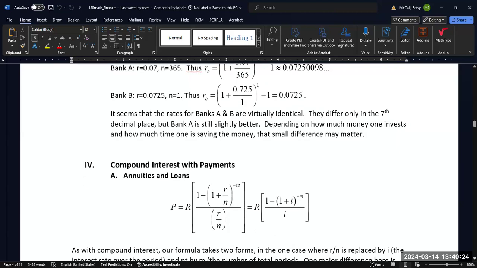If you keep your money in there a long time... If you keep it in there only a short period of time, I would go with Bank A, just because you have to let it sit there for a year or you won't earn the interest on it at all.